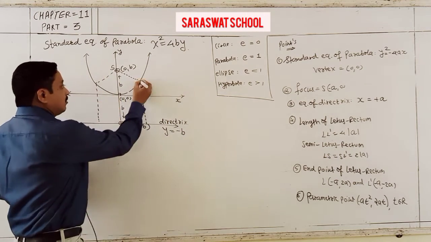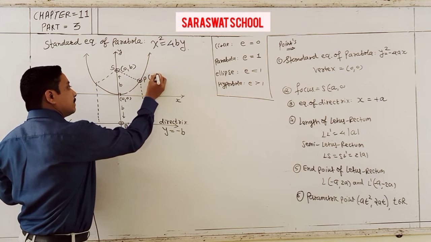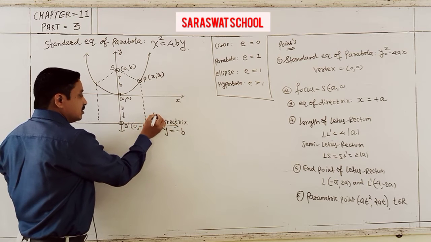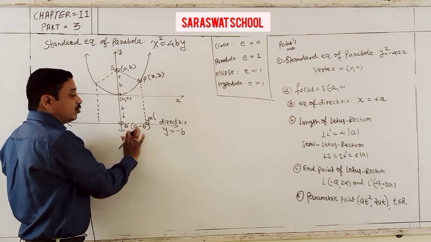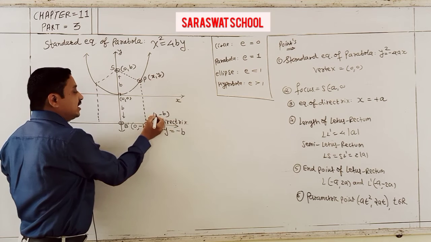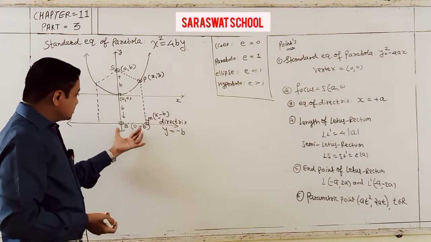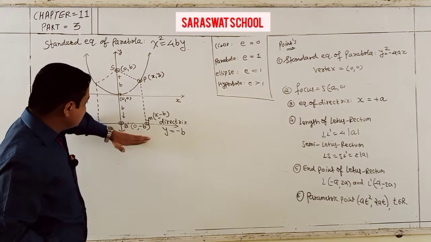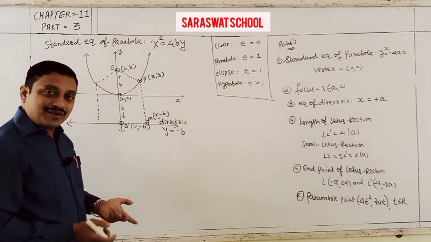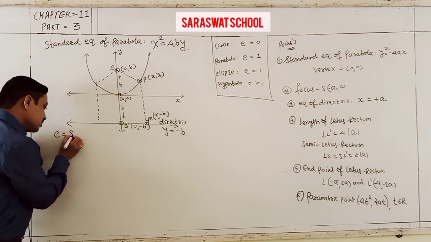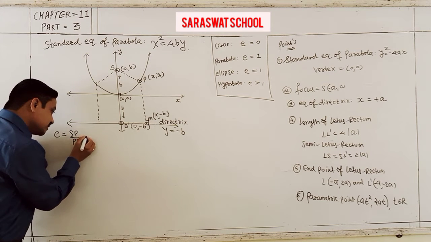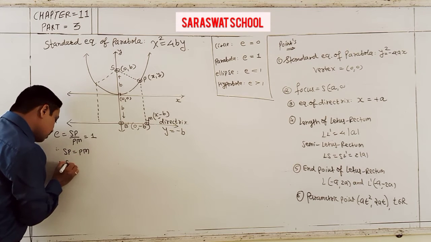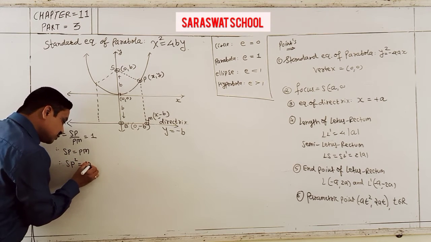I will go to point P (x, y), any point, and the perpendicular point is M. Its y coordinate is exactly the same, but the x coordinate here is unknown, because this distance is parallel to the x-axis. So this has x and y coordinate the same, minus b. Now, eccentricity e = SP upon PM, which is 1. So students, SP is equal to PM, and so SP square is equal to PM square.